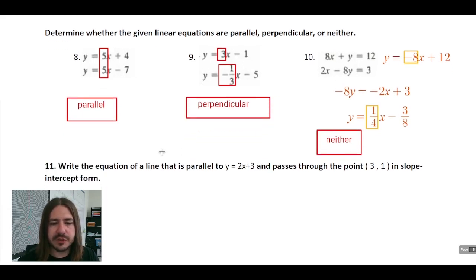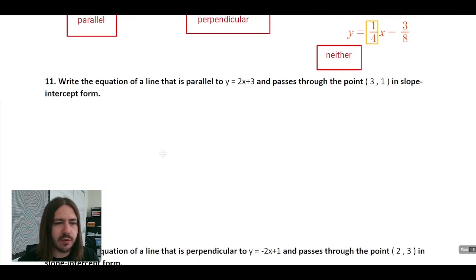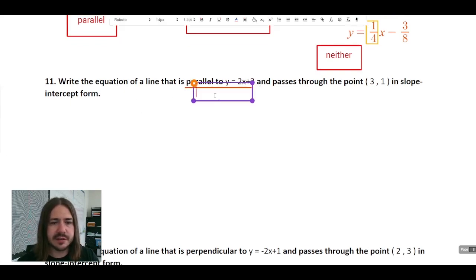For number 11, now we're starting to write equations. It says write an equation of a line that's parallel to y equals 2x plus 3. So that's going to give us the slope. Parallel to 2x plus 3 tells us that the slope has got to be 2. Right? It's got to be the same. And it passes through the point (3, 1).